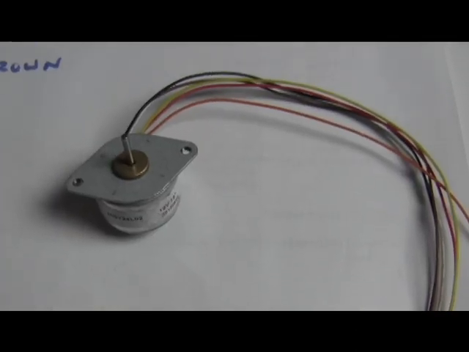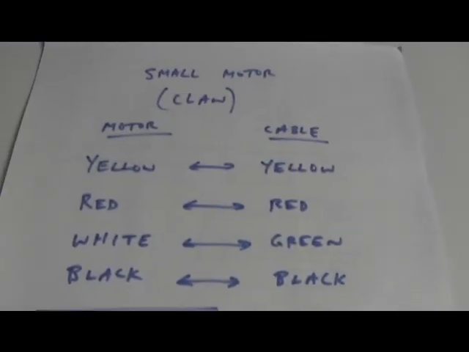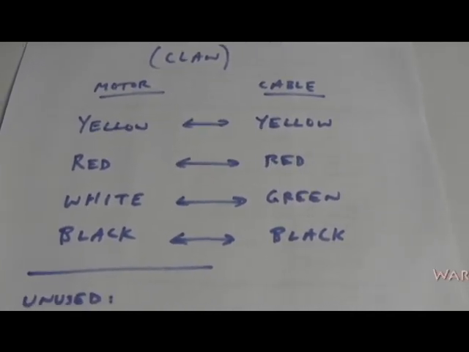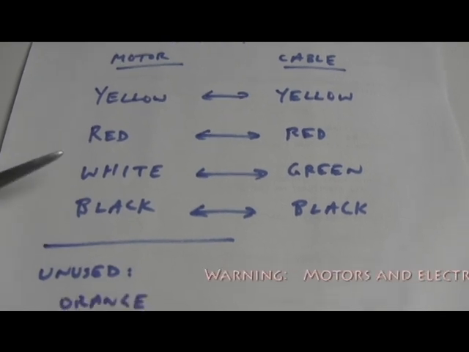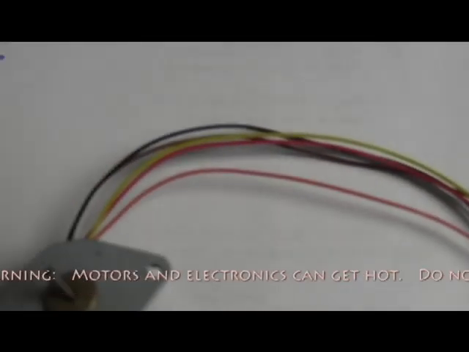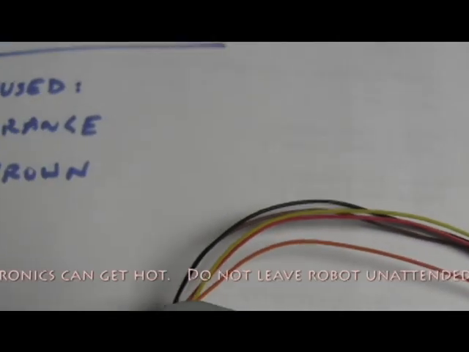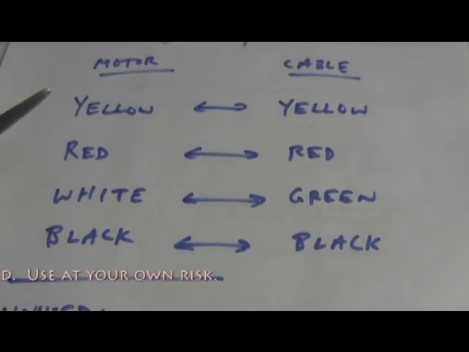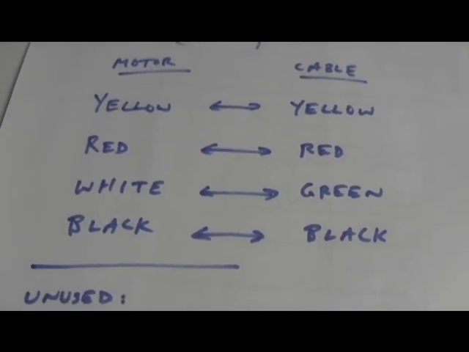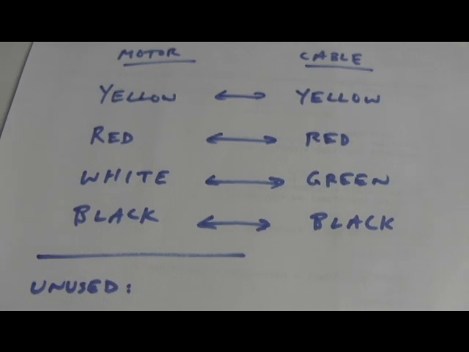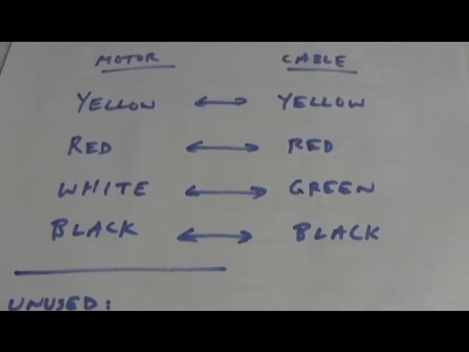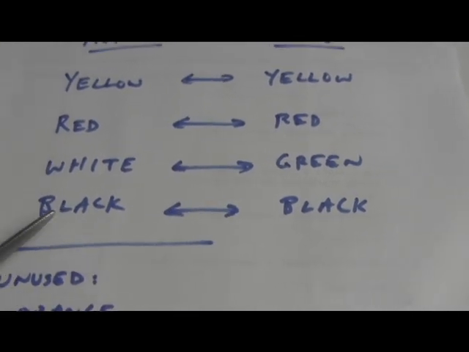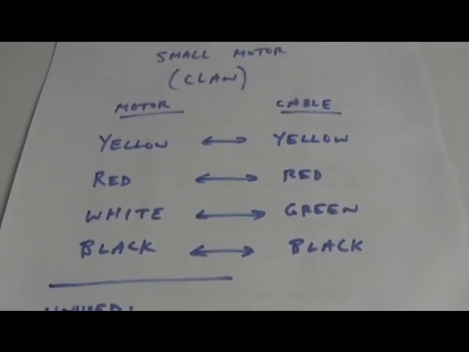If we're using the small motor, we want to connect it to the cable as shown. The motor, we want to use the yellow, red, white, and black wires, but the orange and the brown will remain unconnected. And this is a suggested way to connect it to the long cable. So yellow to yellow, red to red, white to green, that's the only mismatch, and then black to black. So let's do that.